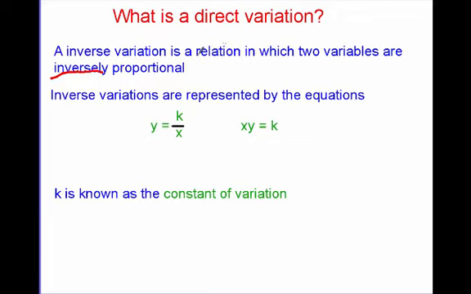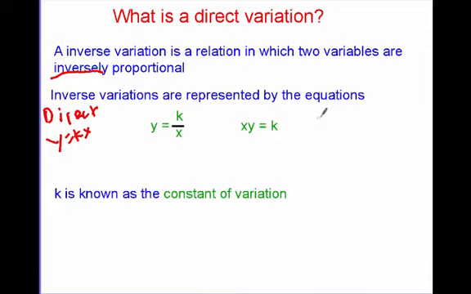Well, let's look at these two equations. These two are the equations that we can use for inverse variation. If we think back to direct variation, it was shown by y equals k times x. Well, inverse is just the opposite. Instead of being y equals k times x, we get y equals k divided by x.